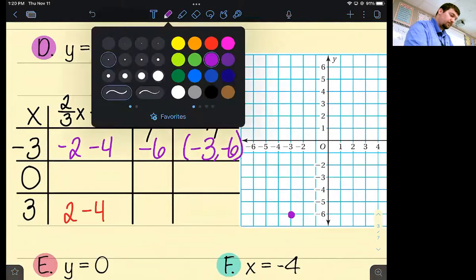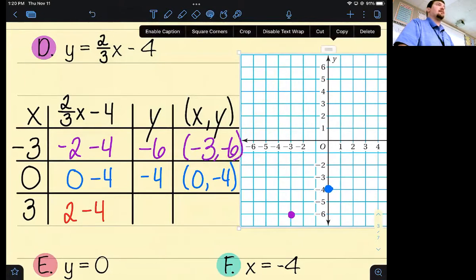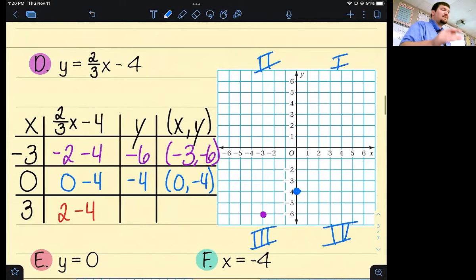Plug in 0. 2/3 of 0 is 0. What's 0 minus 4? -4. So I want to plot 0, -4. That's going to be on the y-axis right here. By the way, that point is not in a quadrant. I don't know if you got a question like that on the IXL or not, but if you have a point that's on one of the axes, it's not in any quadrant. It doesn't share the quadrants, it's just not in one. To be in a quadrant, one's over here, 1, 2, 3, or 4, you have to be in the space of that quadrant. Just in case you ever get asked that.